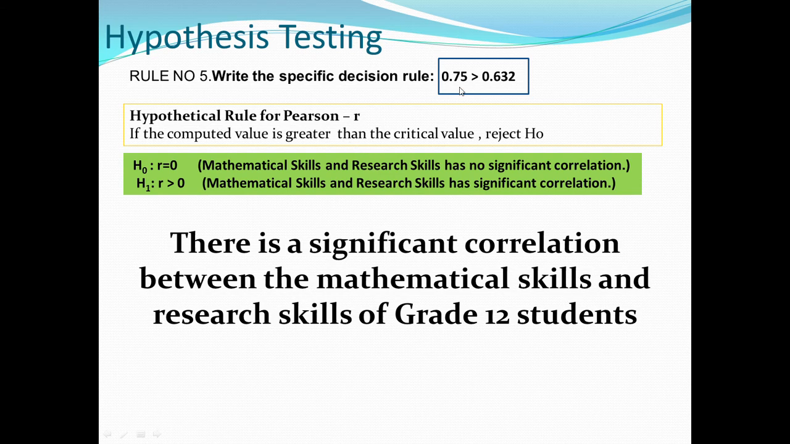Kapag daw yung computed value natin ay mas mataas kaysa doon sa critical value, ire-reject na natin yung null hypothesis. So, ibig sabihin, ang result ng ating hypothesis testing is yung mathematical skills and research skills has significant correlations. Now, kung i-state natin yon as the conclusion for our hypothesis, ito siya: There is a significant correlation between the mathematical skills and the research skills of grade 12 students.